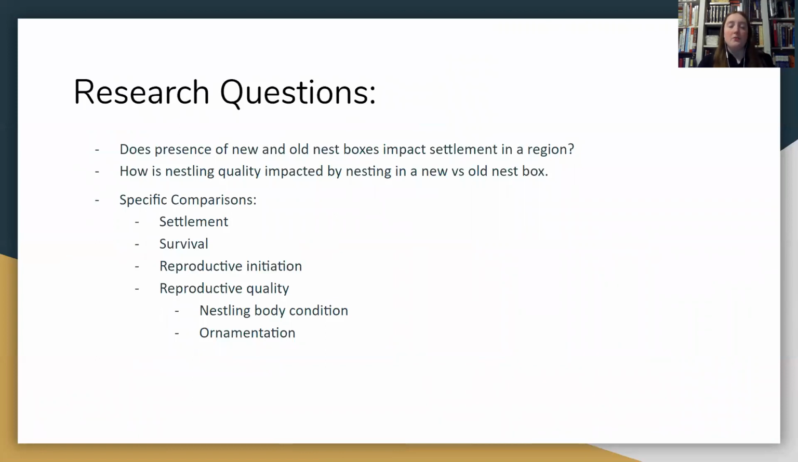So while we know that there is a potential difference in settlement between new and old boxes, it's currently unclear how or if this impacts overall nestling quality. So the specific questions we are looking at are, does presence of new and old nest boxes impact settlement in a region? And how is nestling quality impacted by nesting in a new versus an old nest box? And then the specific comparisons we will be making between new and old nest boxes are how does settlement differ between new and old boxes, as well as survival, reproductive initiation, and nestling quality in terms of nestling body condition and nestling ornamentation.